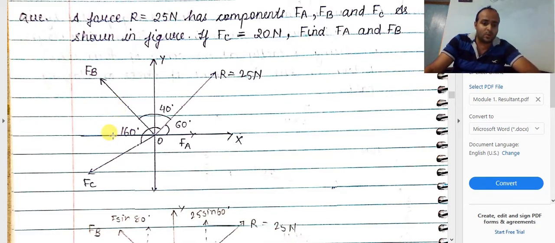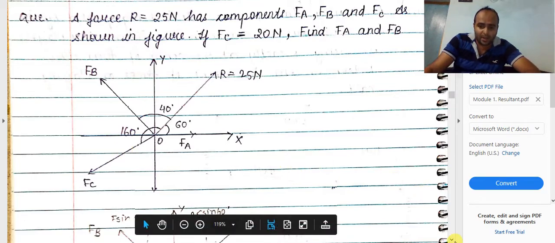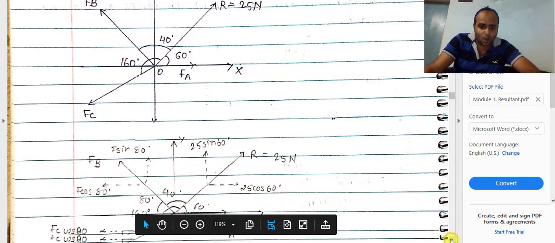Now the angle which is left with us, my dear friends, is this Fc angle with respect to negative x-axis again. How do we get that? Now, if I see, this total angle from this force R till Fc is 160 degrees. Now I will subtract this 40 degrees. So the angle between Fb and Fc will be 160 minus 40. It will be 120. Now again, Fb with negative x-axis makes an angle of 80 degrees. So if I subtract 120 minus 80 degrees, I will get this angle as 40 degrees.